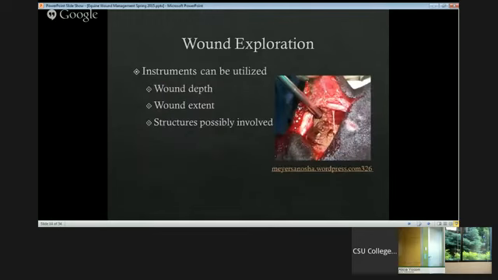You can use instruments to explore the wound as a veterinarian and try to understand how deep the wound is and the extent. And most of this we do sterilely so that we don't track with our probe more infection or contamination anywhere into the wound or to the deepest extent. And then you can identify what structures are possibly involved and what you should be considering as part of the therapy.